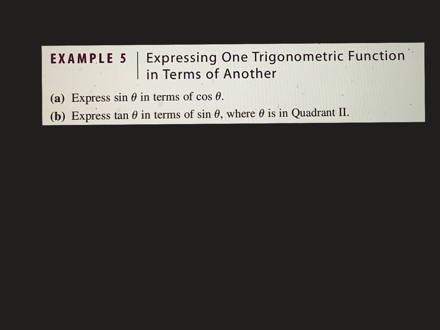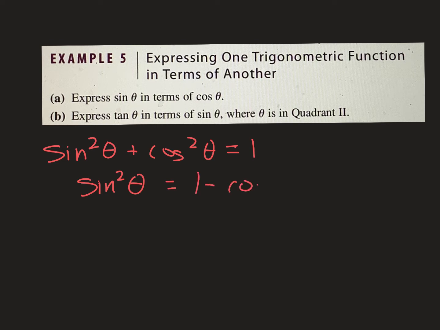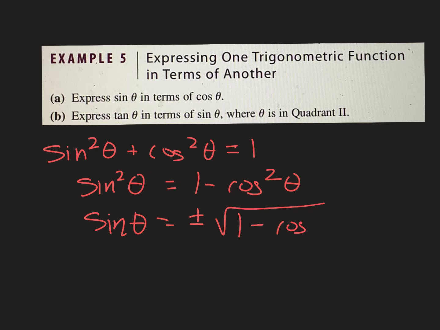Now, expressing one trig function in terms of another. Part A says let's write sine in terms of cosine. Just remember we just found out that sine squared theta plus cosine squared theta is 1. So if I'm going to put sine in terms of cosine, I'm trying to get the sine function by itself. Sine squared will be 1 minus cosine squared theta. And then to get sine, I'm going to take the square root of both sides. Don't forget your plus or minus. So sine is plus or minus the square root of 1 minus cosine squared theta. And that's sine in terms of cosine.